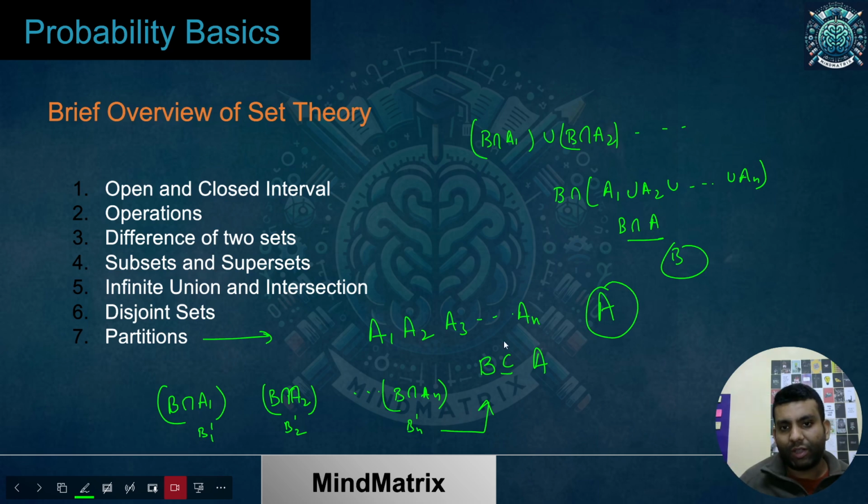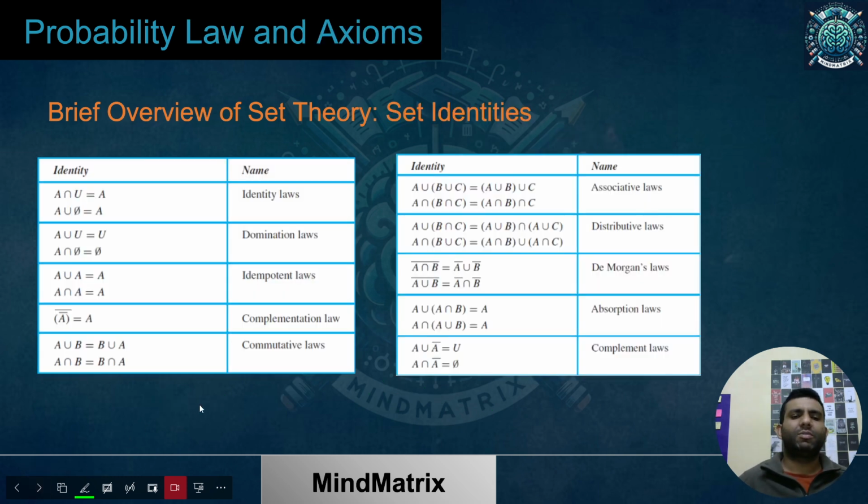When a1, a2, a3 were the partitions of A, then we can create a partition of B, which is a subset of A. I hope this is clear. So let's move on to the next one. These are the identities I was talking about, taken from Kenneth Rosen. You must be knowing these simple identities we are having.